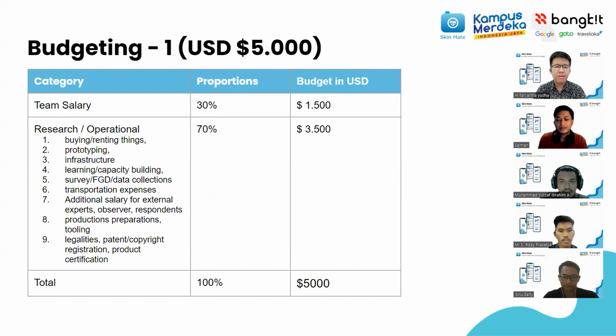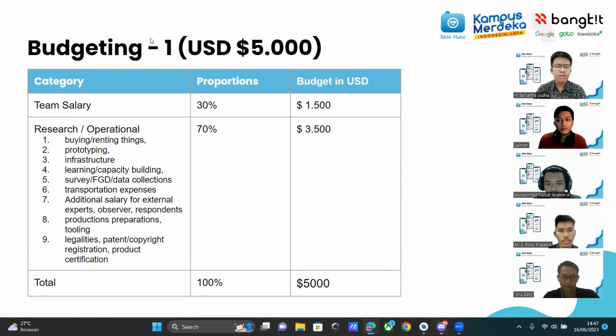Okay, budgeting. Budgeting one, with a total of $5,000. Team salary preparation is 30% of the budget, 1,500 US dollars. Research or operational proportion is 70% of the budget, 3,500 US dollars. And the total proportion is 100% of the budget, 5,000 US dollars.